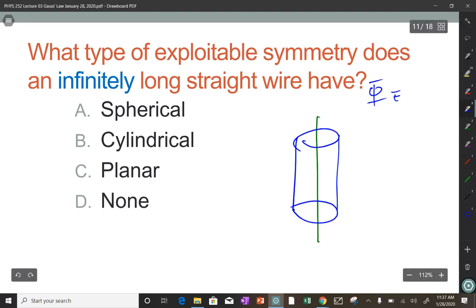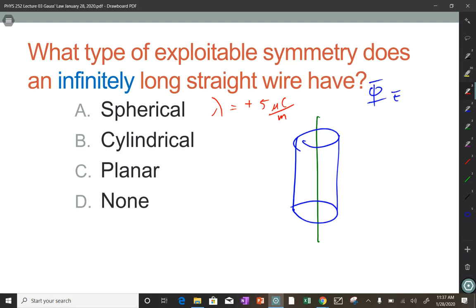Now, using our brains, if I have a wire and this wire has a net positive charge, okay, so I just made plus 5 microcoulombs per meter just so we have a number to think about. So we have a positive charge. What direction do electric fields point with regard to a positive charge? Out. Based on this symmetry, what is that going to mean?